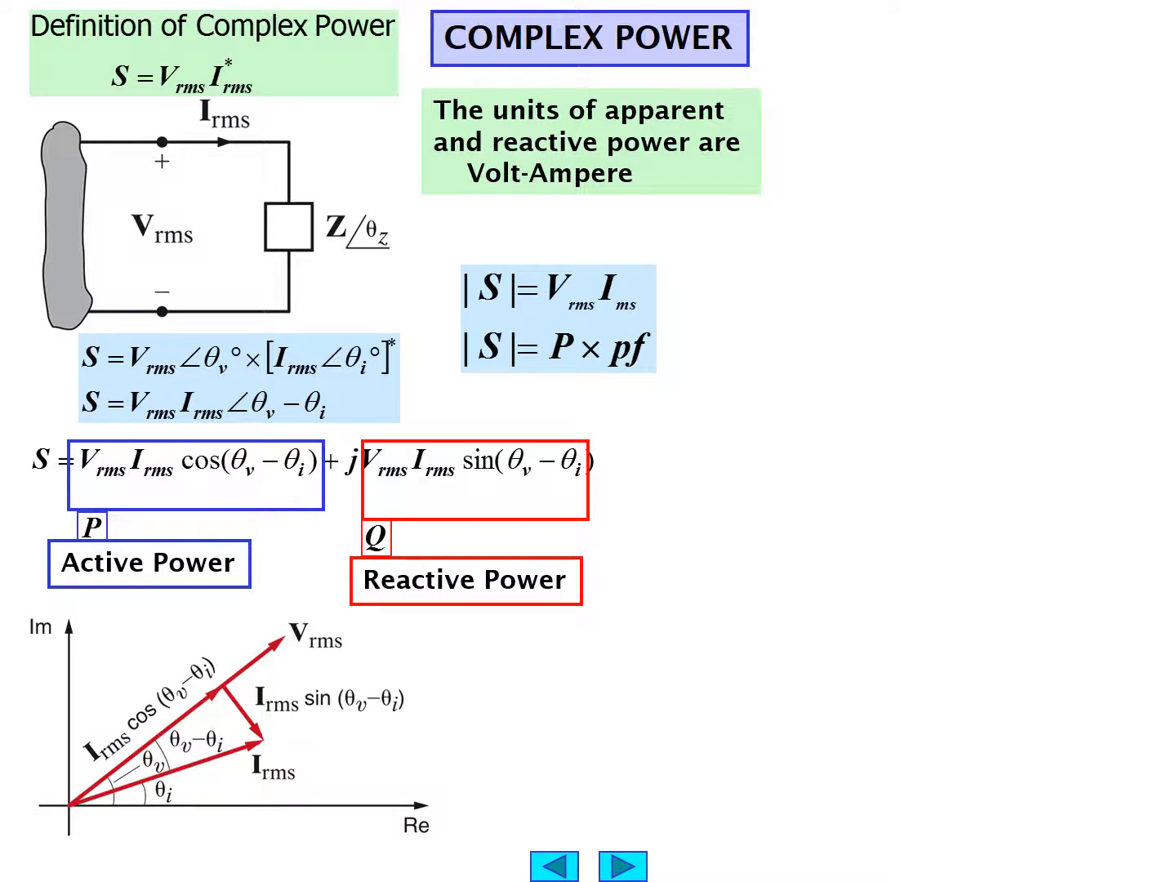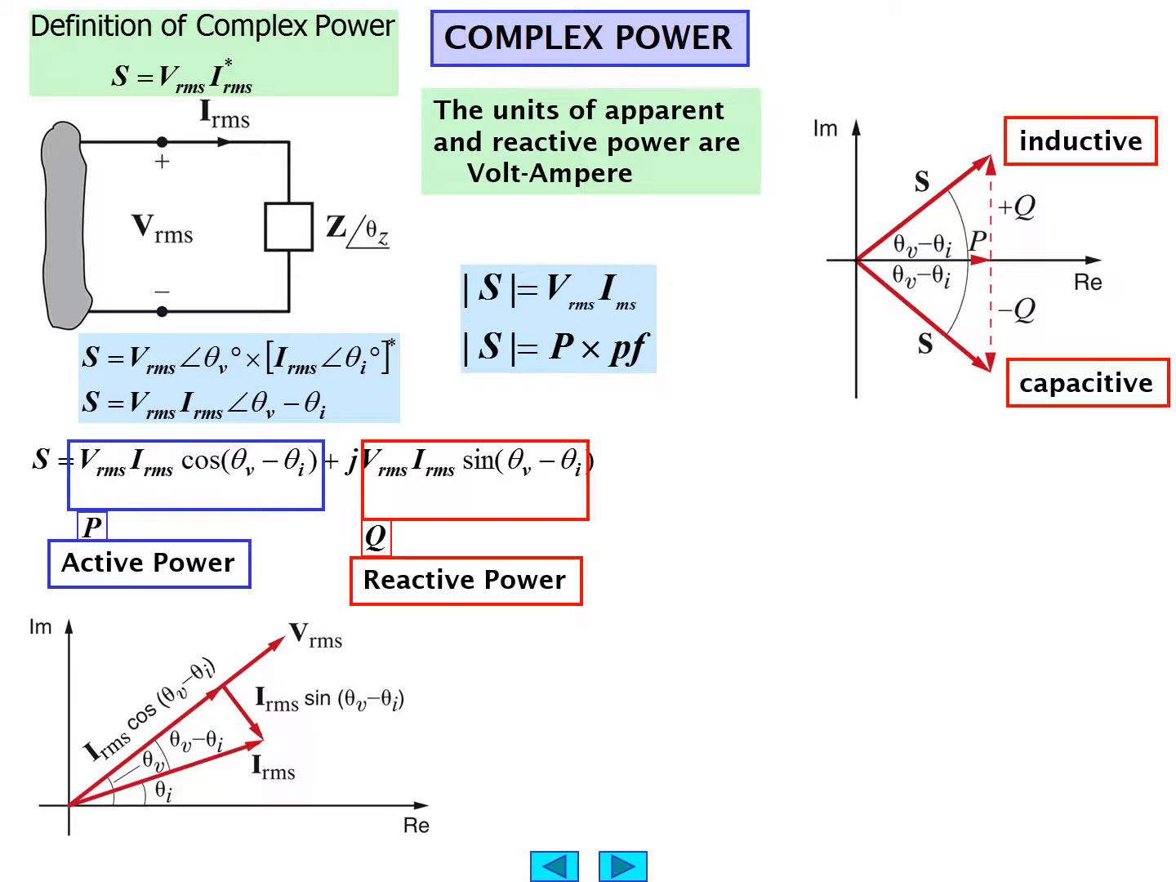We can plot it on a real and imaginary axis. We see, for example, IRMS. We see VRMS. We see IRMS cosine theta V minus theta I. Notice it is collinear with VRMS since it's active power. And we also have a complex term, called IRMS sine theta V minus theta I, which is at right angles to produce the vector sum to the current IRMS, which is not collinear with VRMS.